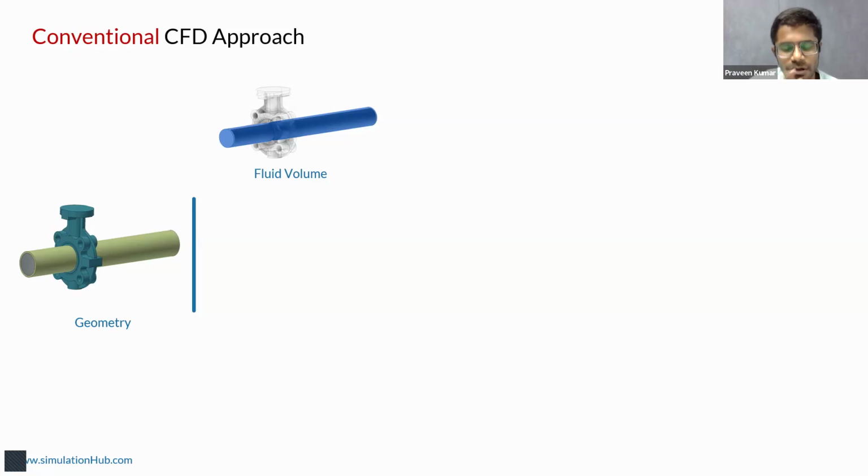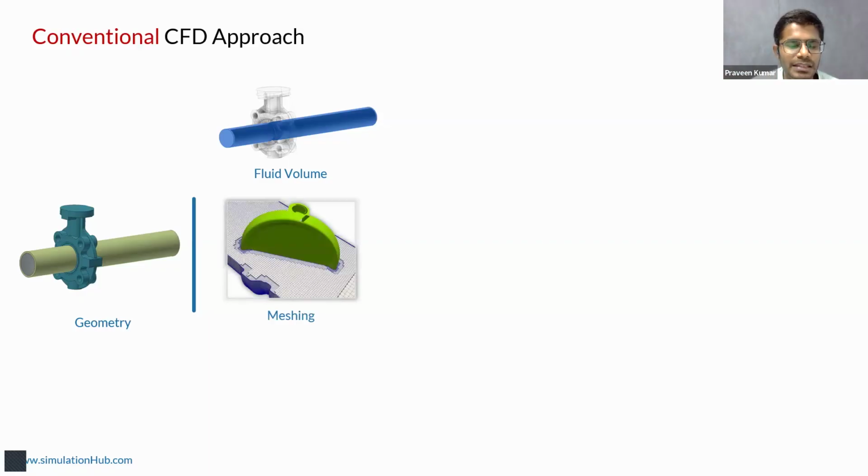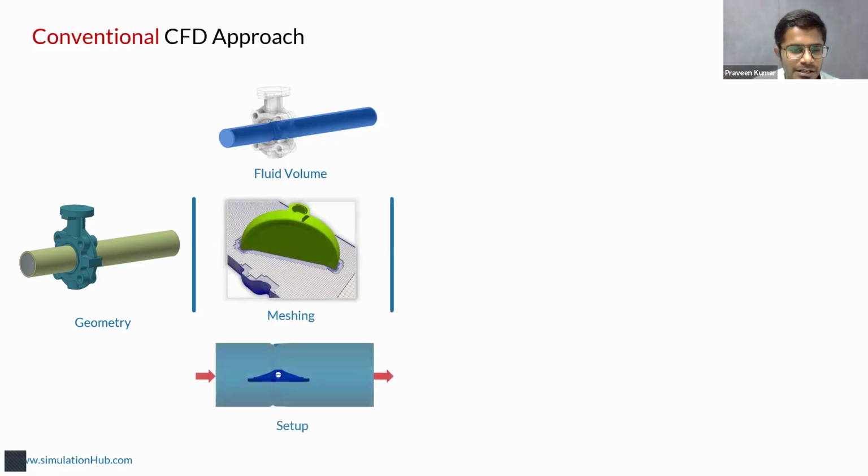Okay, so it's a fluid. So that is the thing. So that's the fluid volume. It should be watertight, and then a lot of manual effort is required in CAD cleanup and fluid volume extraction. Then comes the meshing part and the boundary conditions, setting up the numerical methods, selecting the right turbulence model. All those things come under the setup part.